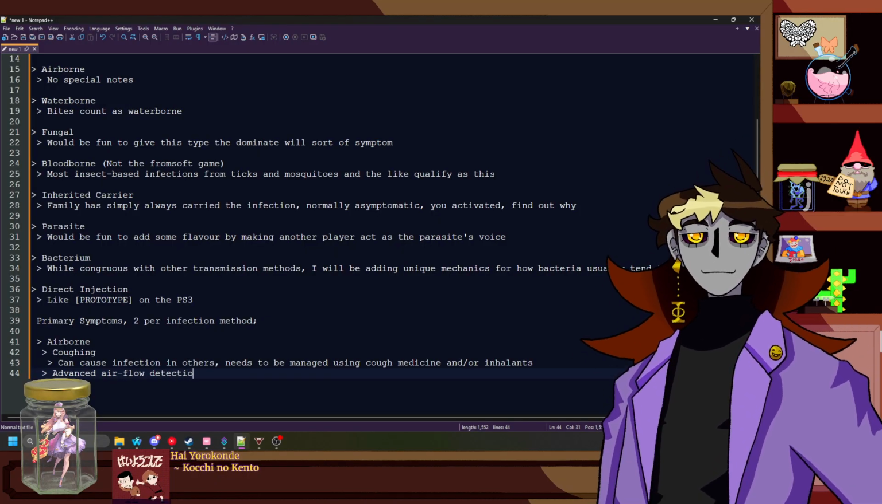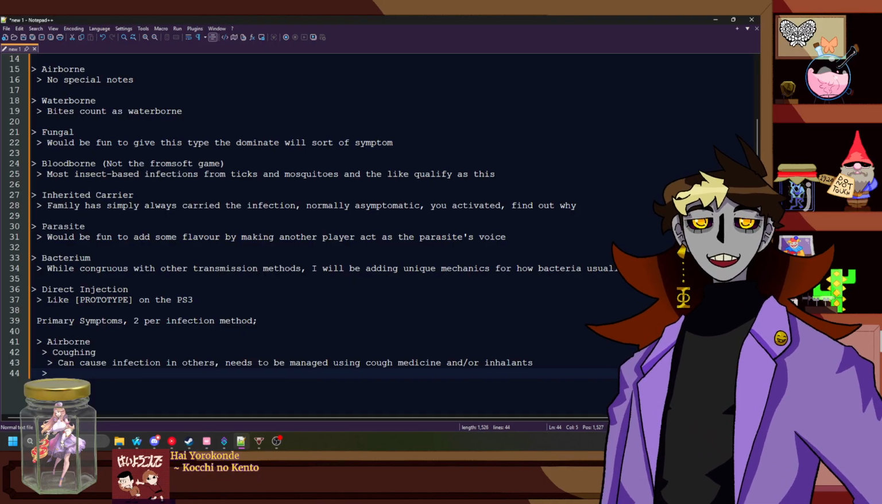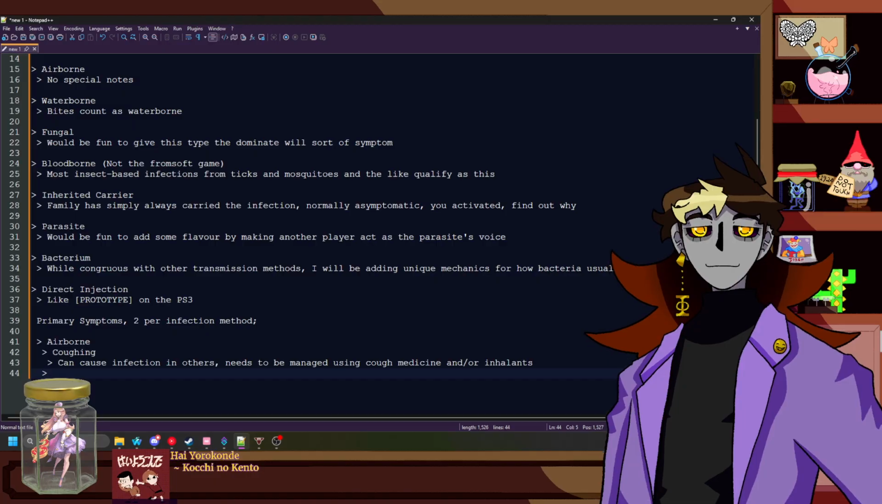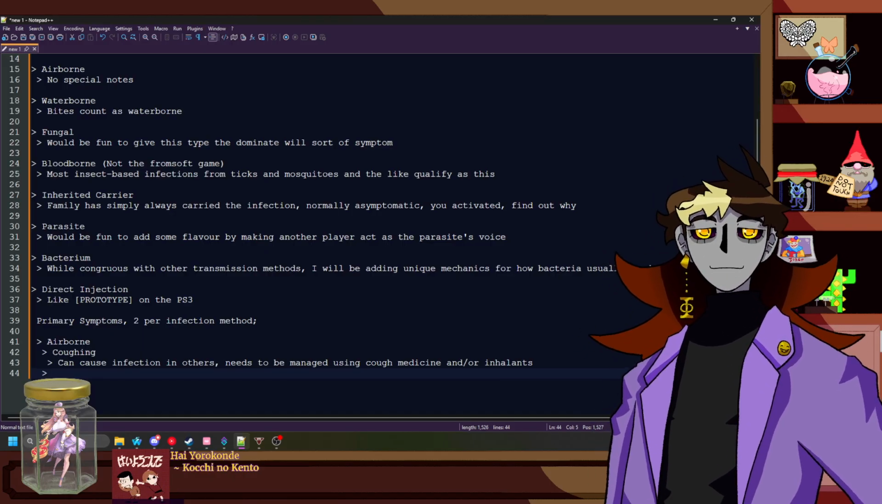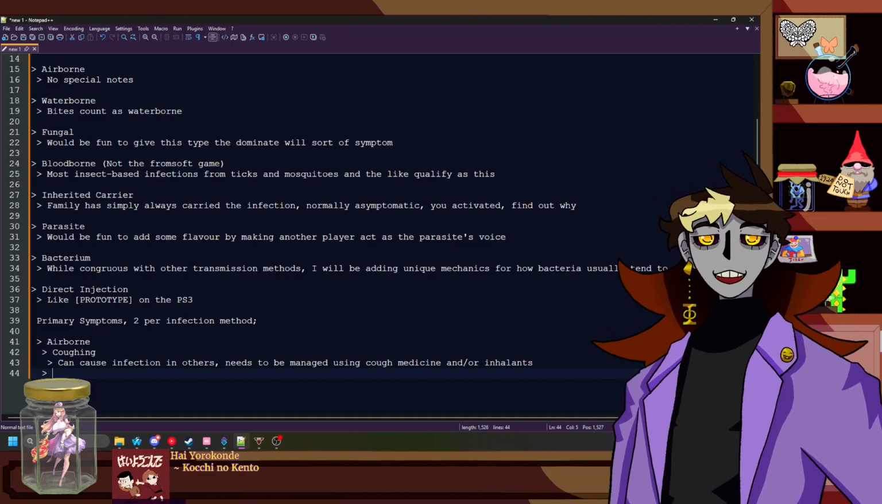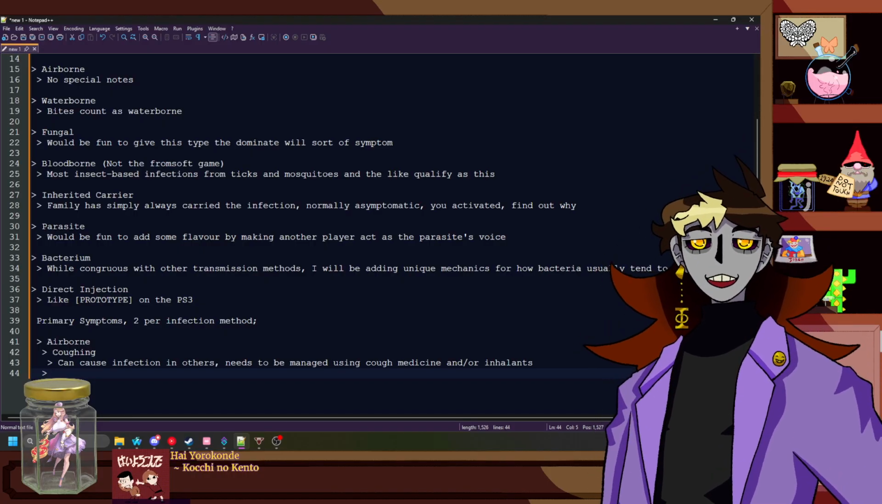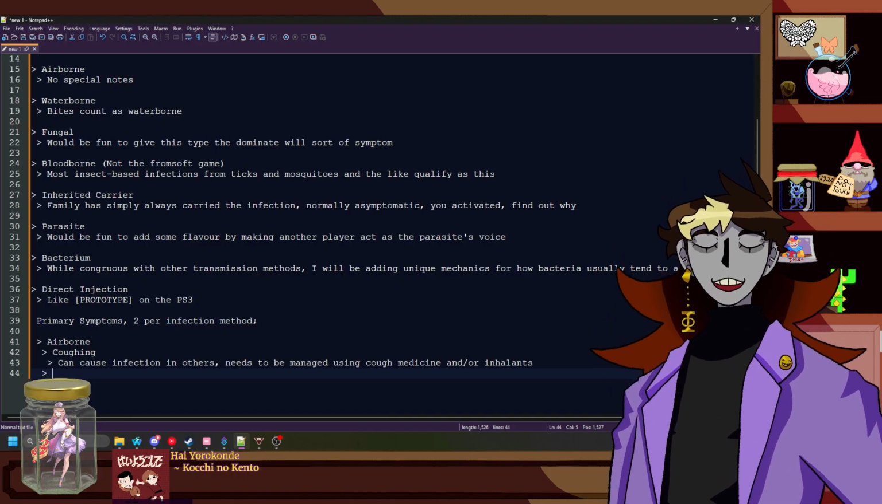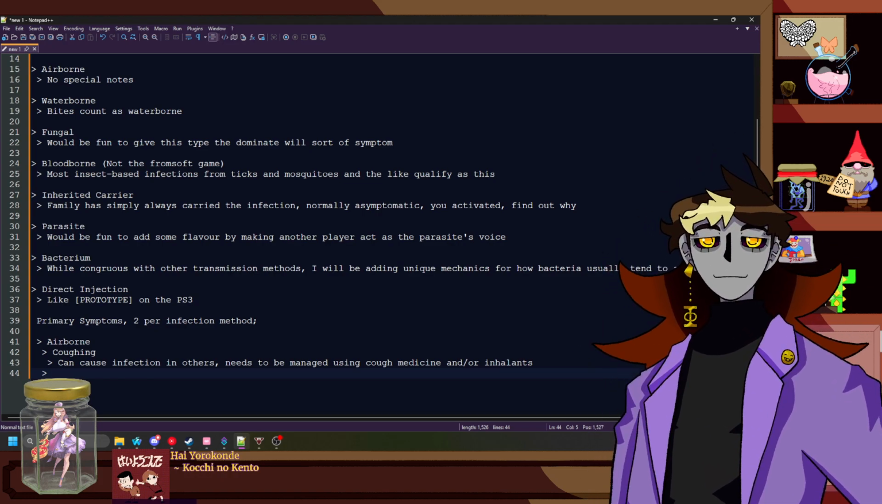Advanced airflow detection? No. No. Let's give them... No, I want to give enhanced perception to the bloodborne illnesses, because it would be funny to imply that they're becoming ever so slightly more insect because they have the sickness from the bug.